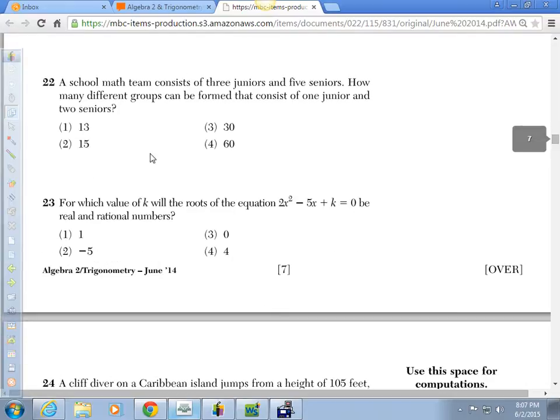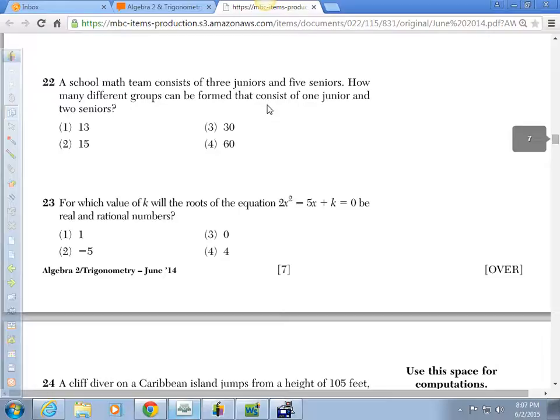We just recently did this one. School math team consists of 3 juniors, 5 seniors. How many different groups can be formed that consist of 1 junior and 2 seniors? Now, folks, all we're forming are groups. Is there a hierarchy involved in forming a group? No. Order does or does not matter? Does not matter. These are permutations or combinations? These are combinations. The order does not matter.